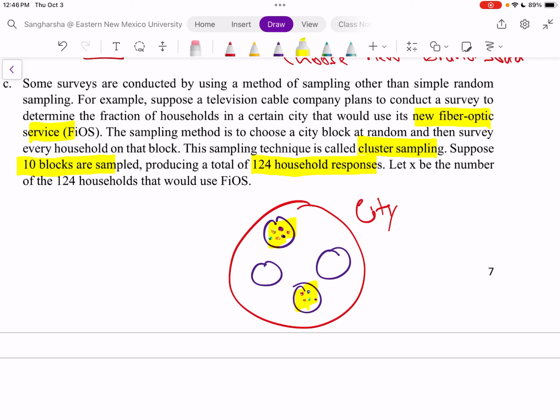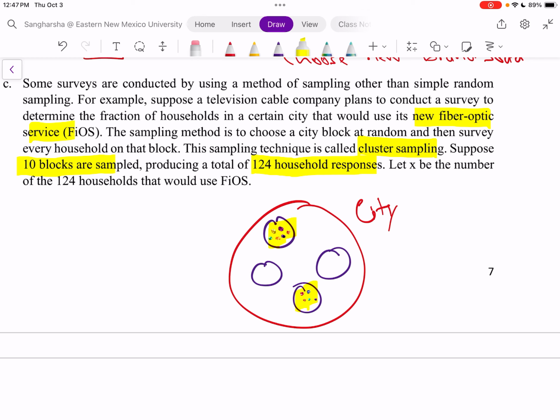Arthur, you want to add something? It's because the 124 household responses are the people that answer, or the people that use the FIOS. You mean they answered yes or no? It's not that 124 want to use the FIOS. They have 124 answers. Out of them, we don't know how many yes and how many no we have, but they have 124 responses.